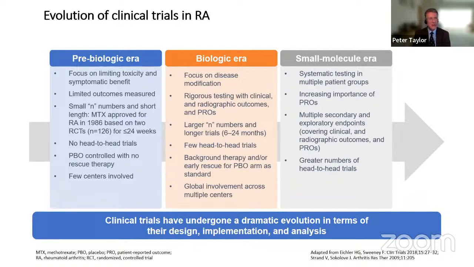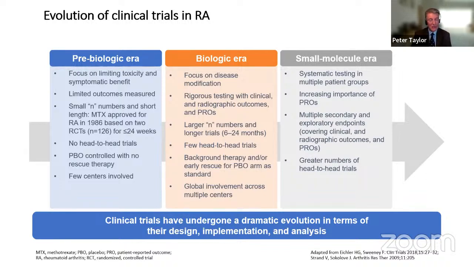So in the pre-biologic era, and we're going back over 20 years now, the focus was very much on limiting toxicity and demonstrating some degree of symptomatic benefit, which was often really rather modest. There were limited outcomes that were measured, relatively small numbers recruited into trials. For example, it's hard to believe now that methotrexate was approved for use in rheumatoid arthritis as recently as 1986, and it was based on just 2 randomized controlled trials with 126 patients, and the exposure period was less than 6 months or up to 6 months. So quite extraordinary, really, and a very different world to today.